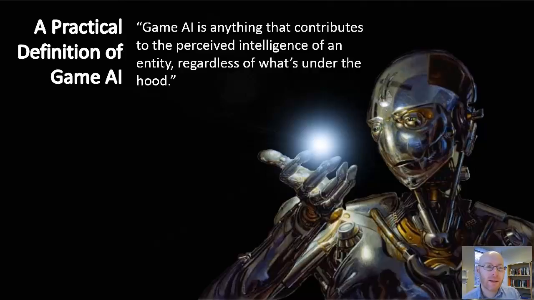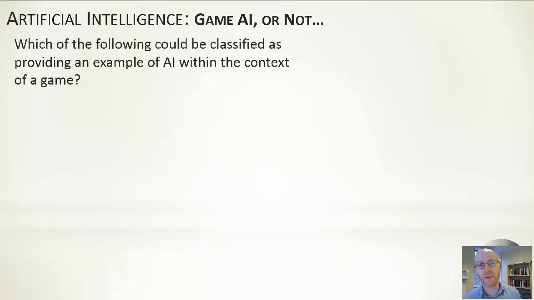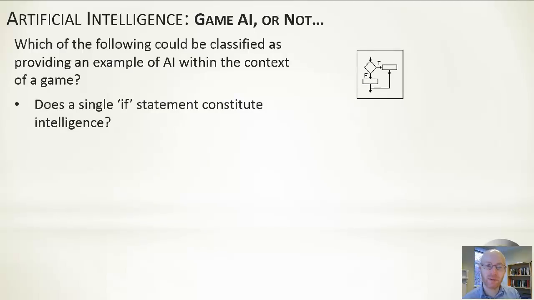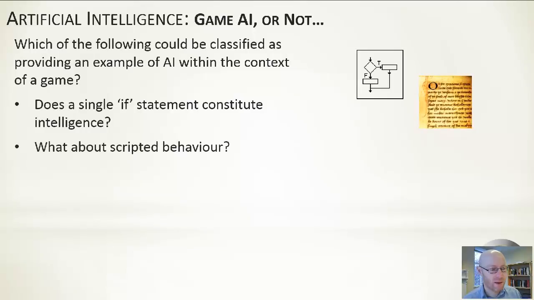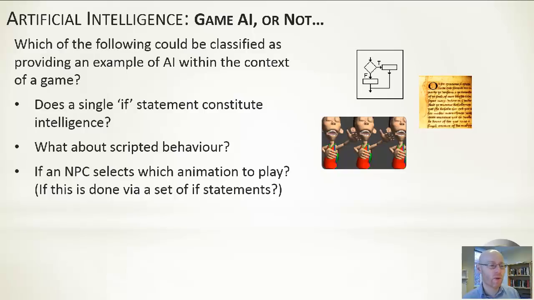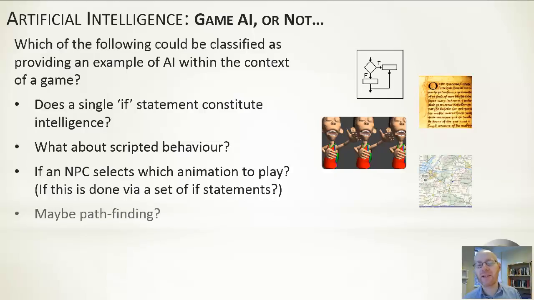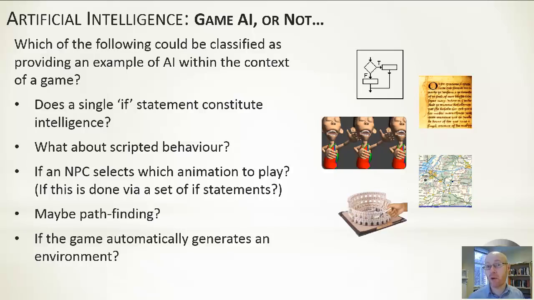You can raise a set of questions in terms of, well, what constitutes AI? So you could ask, does a single if statement constitute AI? What about scripted behavior? If a non-player character selects which animation to play from a series of them, does that constitute AI? What about pathfinding within an environment? Do they have to find a path from point A to point B? Or what about games where you automatically create a new random level, but you try to balance things and have it nicely designed and so on?